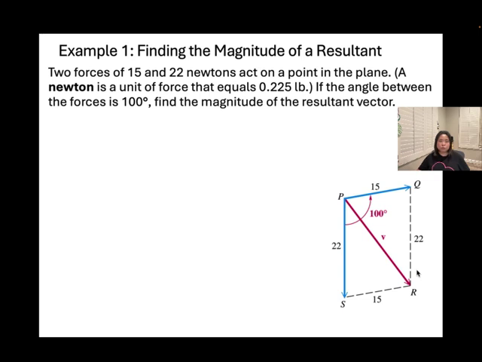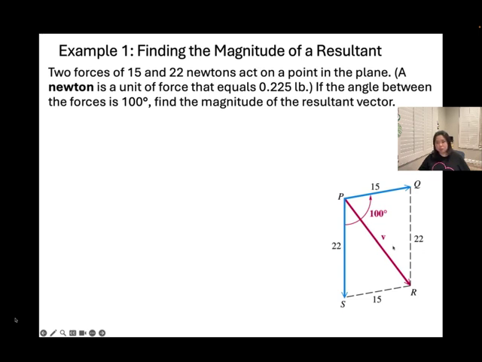Example 1. Two forces of 15 and 22 newtons act on a point in the plane. A newton is a unit of force that equals 0.225 pounds. If the angle between the forces is 100 degrees, okay, we have a 15 Newton and a 22 Newton force. The angle between these two forces will be 100 degrees. Find the magnitude of the resultant vector. So we're going to have the resultant vector here, and we label it as V.